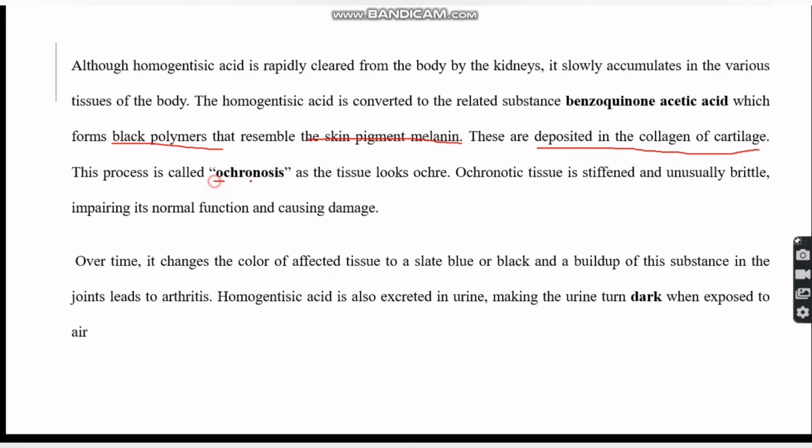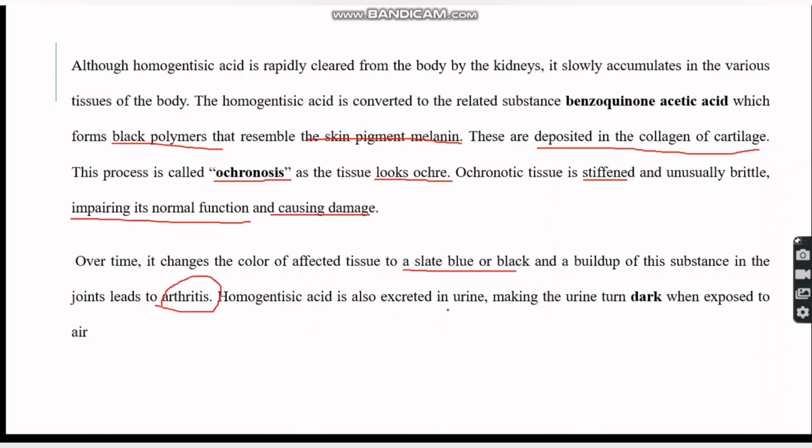The process is named ochronosis, as the tissue looks ochre in color. Ochronotic tissue is stiff and unusually brittle, impairing its normal function and causing damage. Over time, it also changes the color of affected tissues to a stale blue or black color, and a buildup of this substance in the joints leads to arthritis.